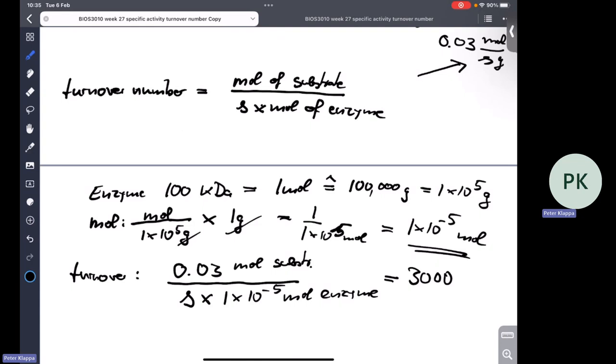3,000? What's the unit? Well, shall we be cheeky? Shall we just simply say, on one hand, we've got mole of substrate, and the other one is mole of enzyme. Now, this number tells us that 1 mole of enzyme will be able to convert 3,000 moles of substrate per second. That is what this says. Or I can also say 1 molecule of enzyme converts 3,000 molecules of substrate per second.